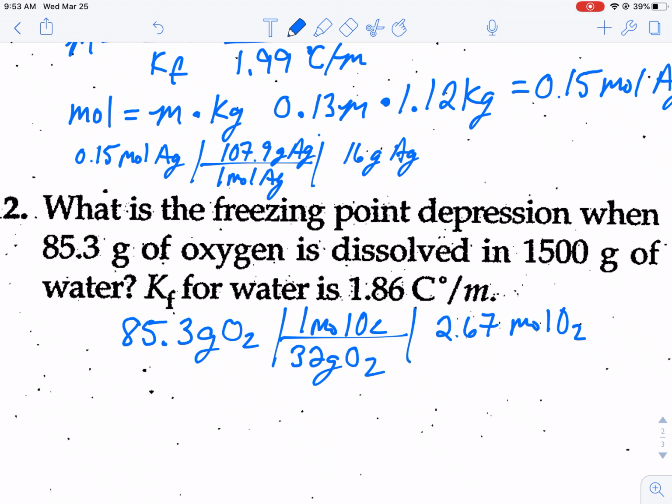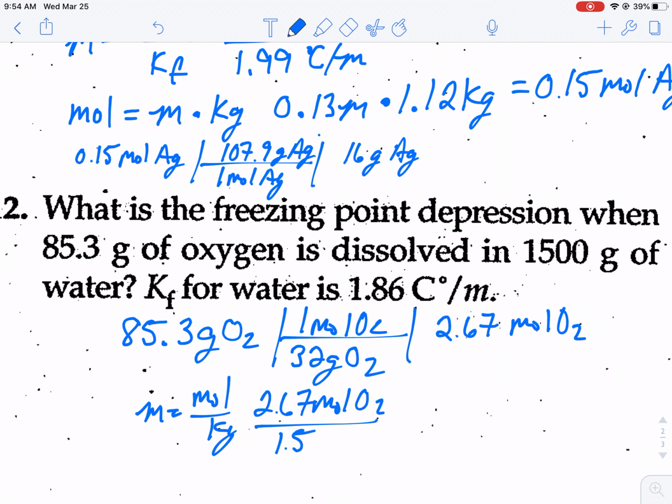After I have 2.67 moles of oxygen, I then have to take my moles of oxygen and find my molality. To find my molality, I'm going to take moles over kilograms. 2.67 moles of oxygen over 1.5 kilograms of water. Remember it's 1,500 grams, so that's 1.5 kilograms. 2.67 divided by 1.5 gives me 1.8 molality.